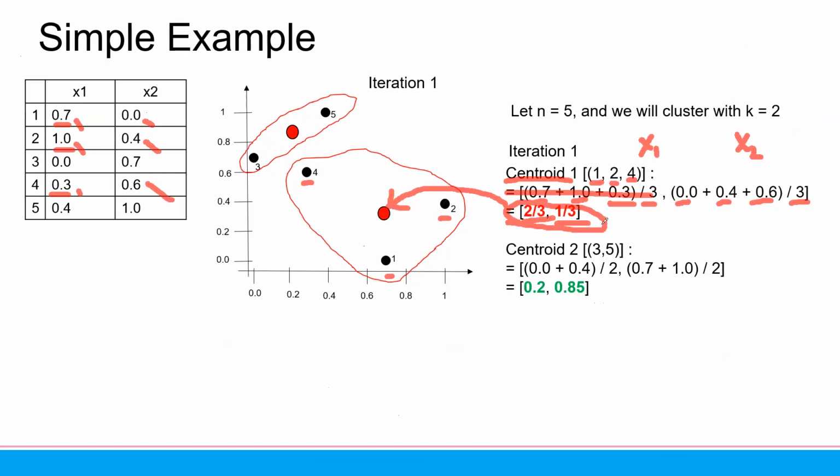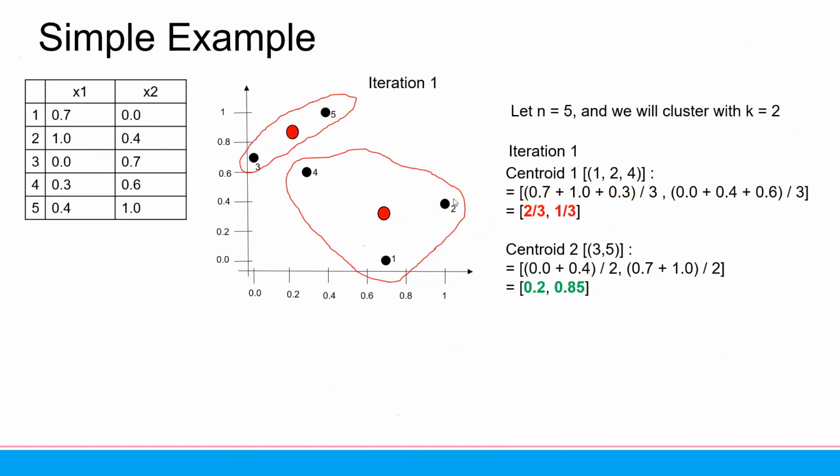What about centroid 2? Centroid 2 is for the remaining objects, 3 and 5. For x1 we have 0 plus 0.4, and because we have only 2 objects, we divide by 2. For x2 it is 0.7 and 1, divided by 2, so we get this result: 0.2 and 0.85. So now we have the centroids.